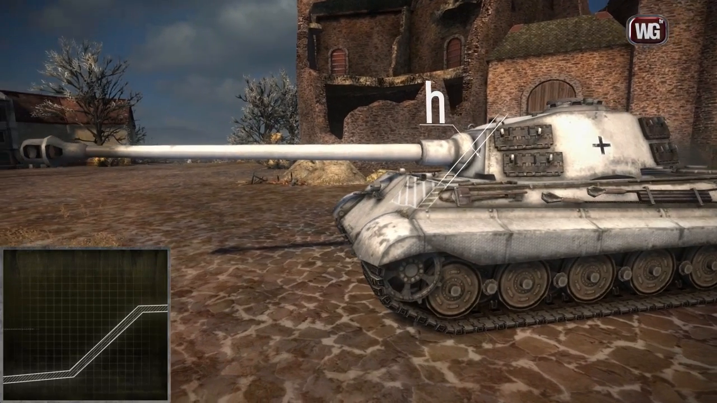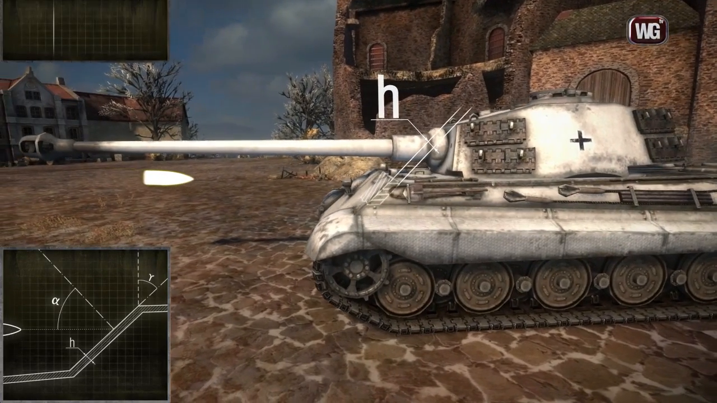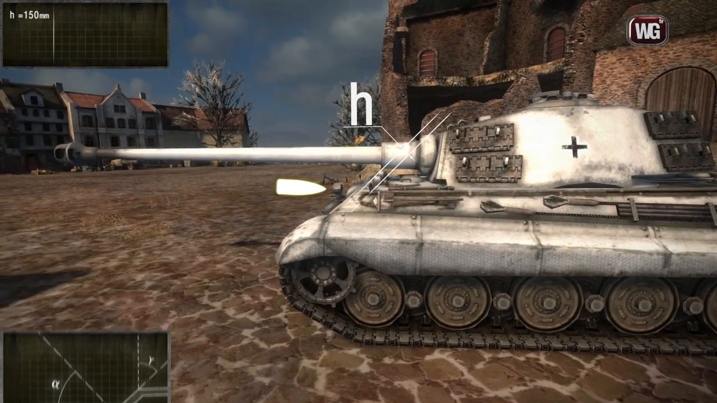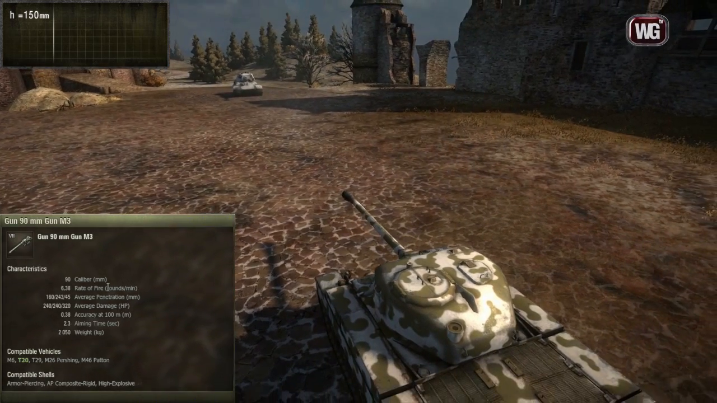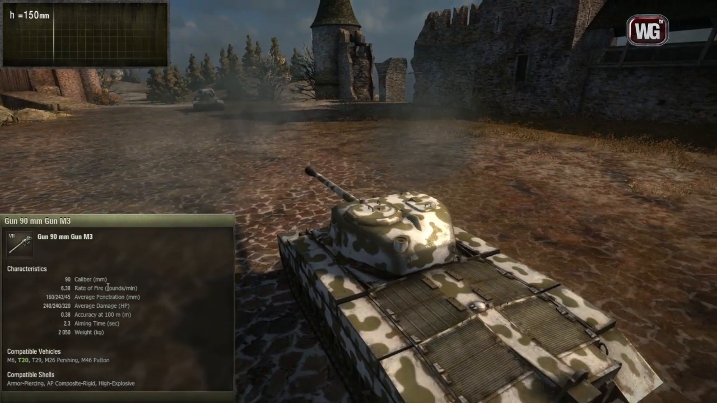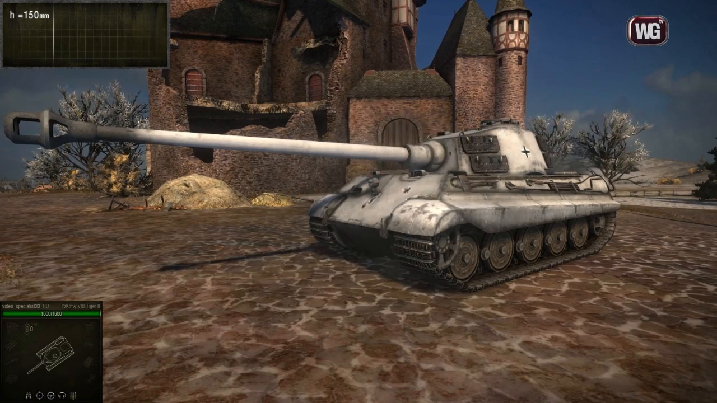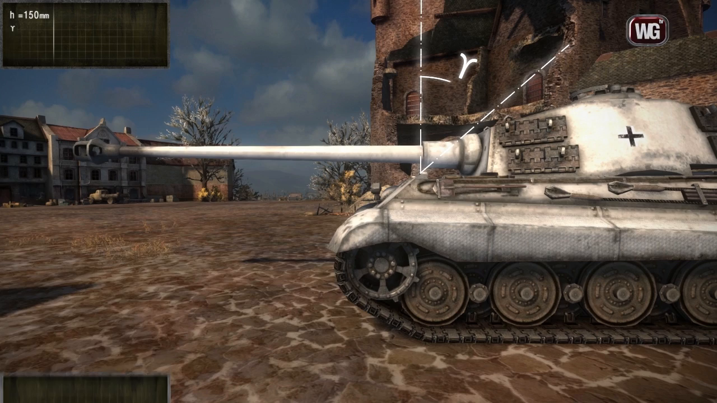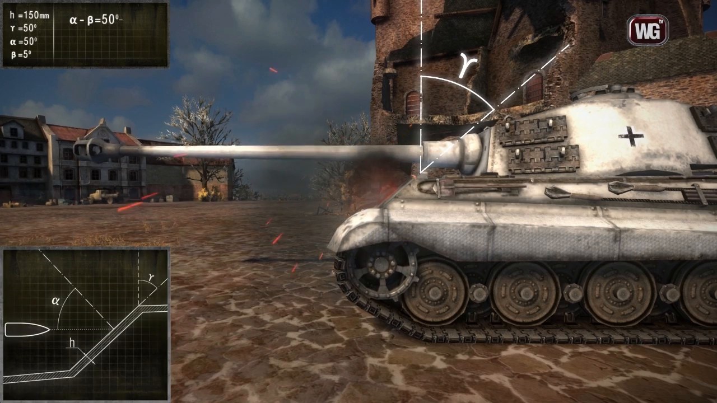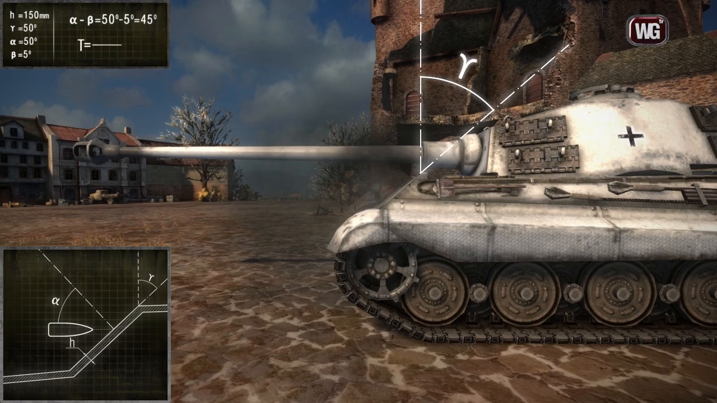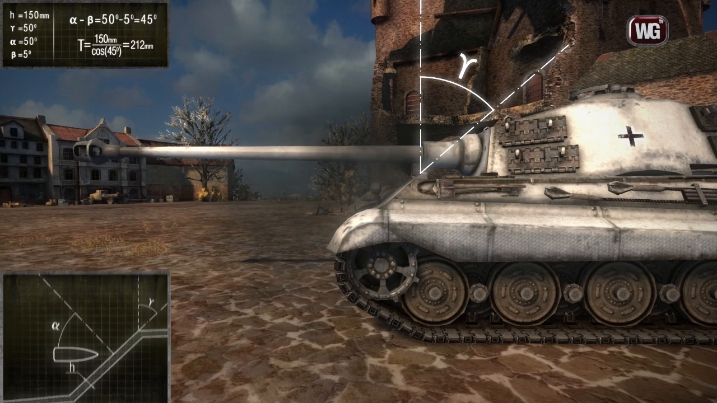Now let's take a look at the King Tiger. Its upper armor plate thickness is 150 mm. We'll test its toughness with the 90 mm gun M3 that has a penetration potential of 160 mm. Most shells don't do significant damage to this tank, as its glacis deviation is about 50 degrees, and this means that its effective armor thickness is 212 mm, which is pretty impressive.